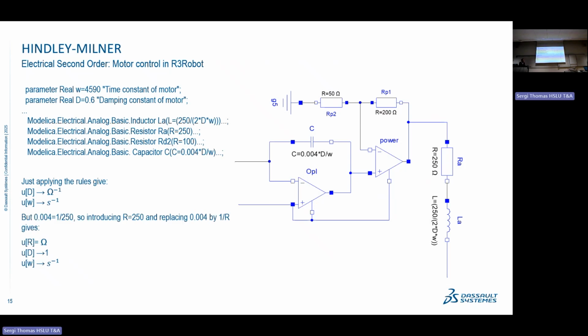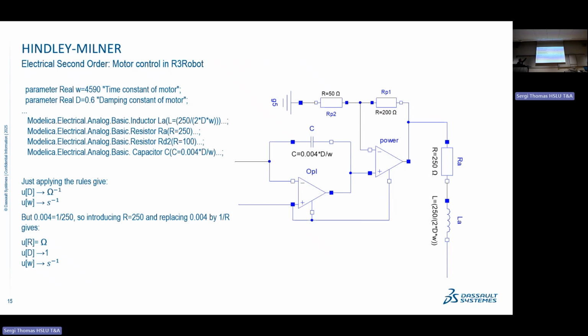So if you introduce a common parameter for all those 250 and call it R, you see that the unit of R is ohm. And the unit of D is 1, and the unit of omega is per second, exactly as in the previous second order example. So you have to be a bit careful with doing units.